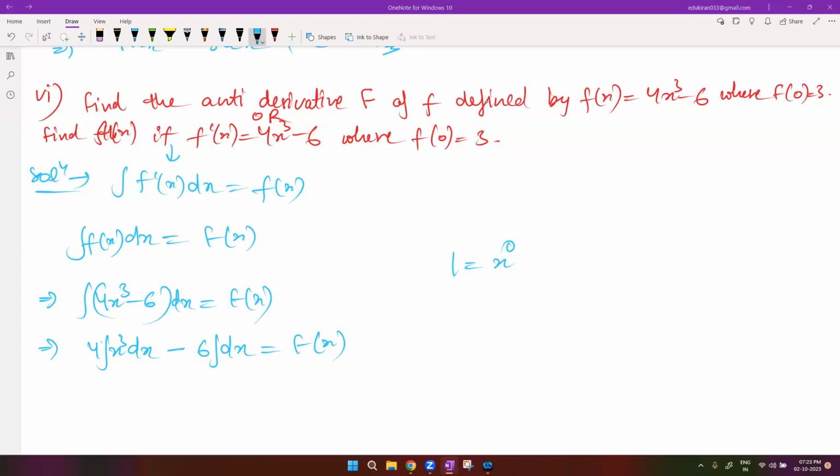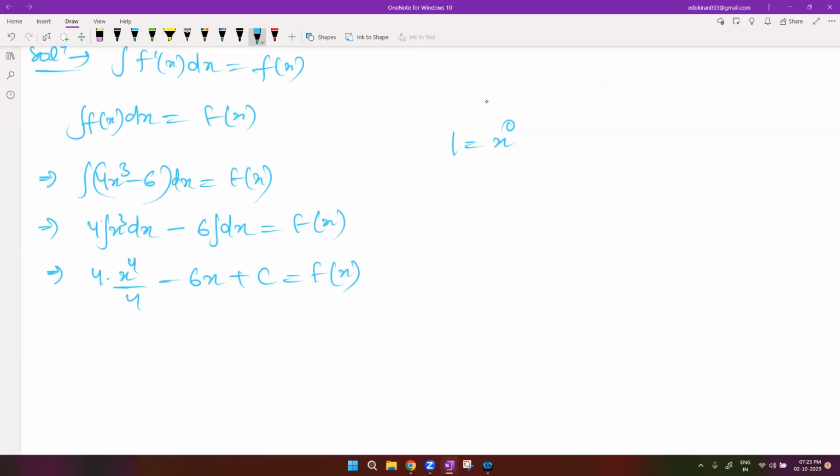So integration of dx is x. So this becomes 4 into x to the power 4 divided by 4, integration of x cube, minus 6x, and there would be a constant of integration when we solve both of them, which is the value equal to capital Fx, which implies that capital Fx is equal to x to the power 4 minus 6x plus c.